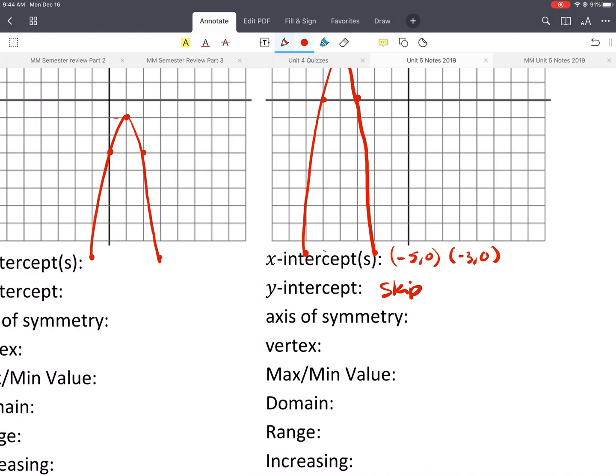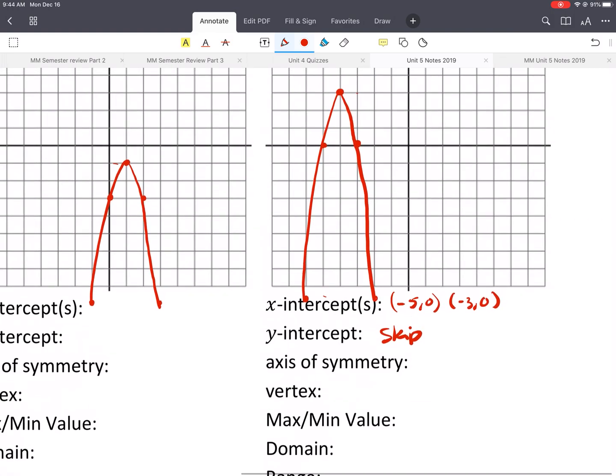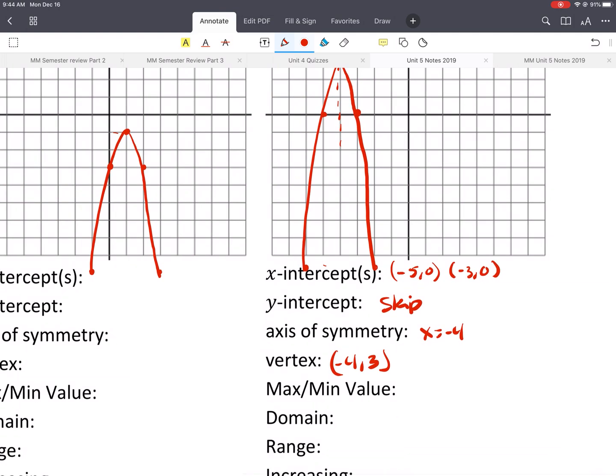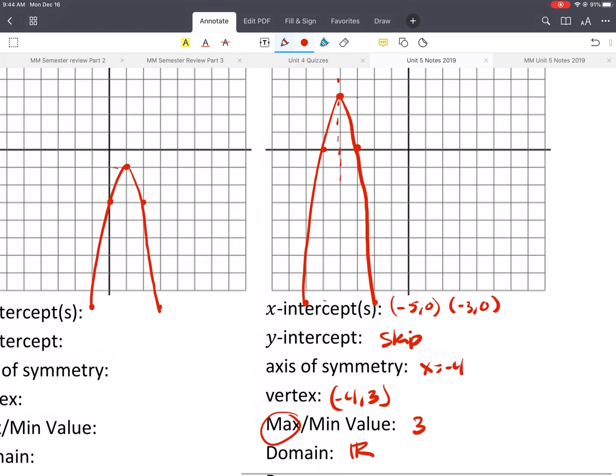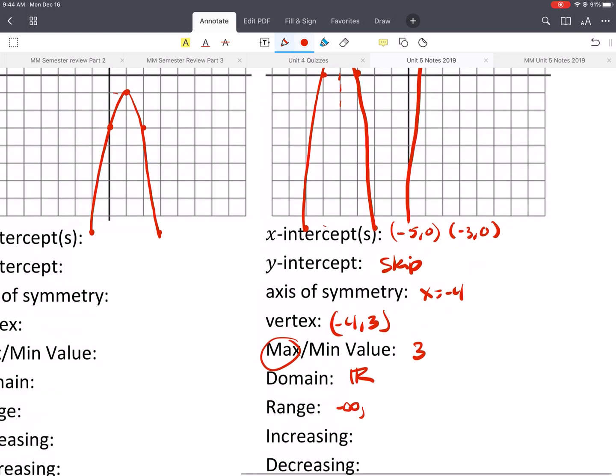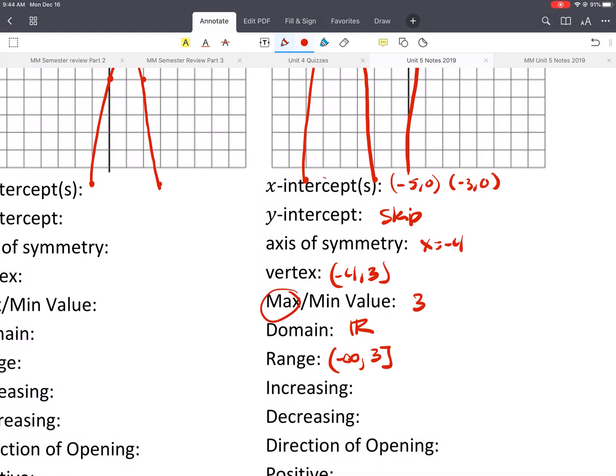All right, the axis of symmetry, it's right here. That would be x equals -4. The vertex is -4, 3. Max or min: it would be a max, and its value would be 3. Domain is all real numbers. Range starts at negative infinity and ends all the way up to here, so up to 3. And remember, we use a bracket because it includes that point.